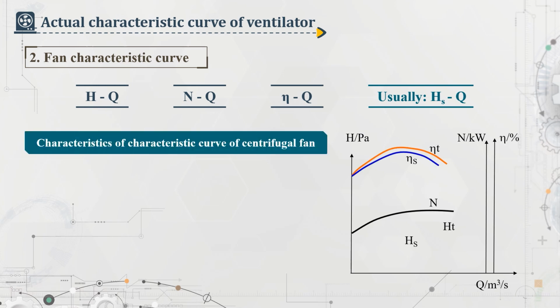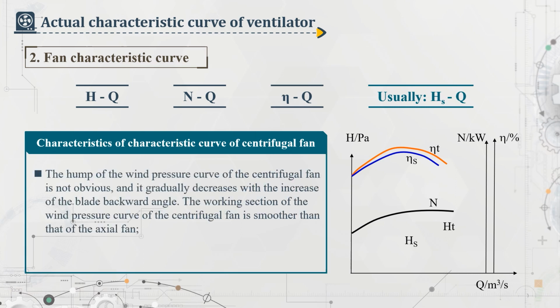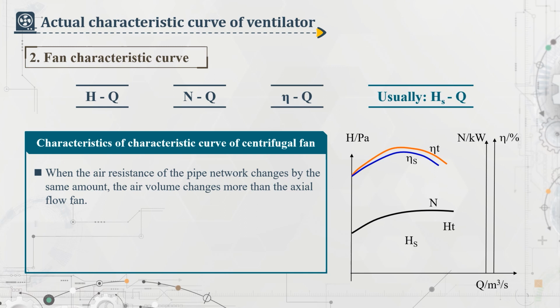Characteristics of the characteristic curve of the centrifugal fan. 1. The hump of the wind pressure curve of the centrifugal fan is not obvious, and it gradually decreases with the increase of the blade backward angle. The working section of the wind pressure curve of the centrifugal fan is smoother than that of the actual flow fan. 2. When the air resistance of the pipe network changes by the same amount, the air volume changes more than the actual flow fan.